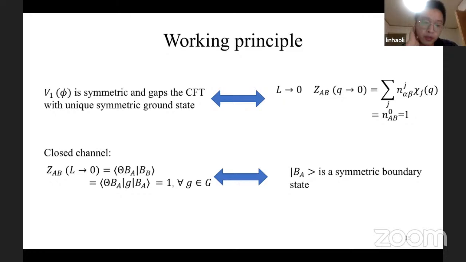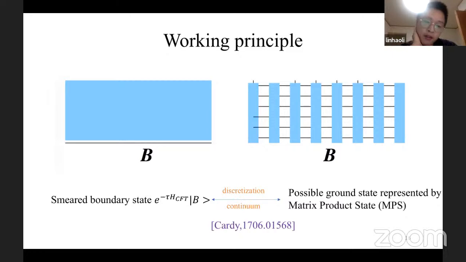In fact, there is an argument by Cardy about a close relation between the boundary state and the gapped ground state. Cardy considered this smeared boundary state after an imaginary time evolution. By performing a lattice discretization of the Euclidean path integral, he argued it corresponds to a possible ground state represented by a matrix product state. So the imaginary time tau corresponds to the internal dimension of this MPS state and plays the role of correlation length.